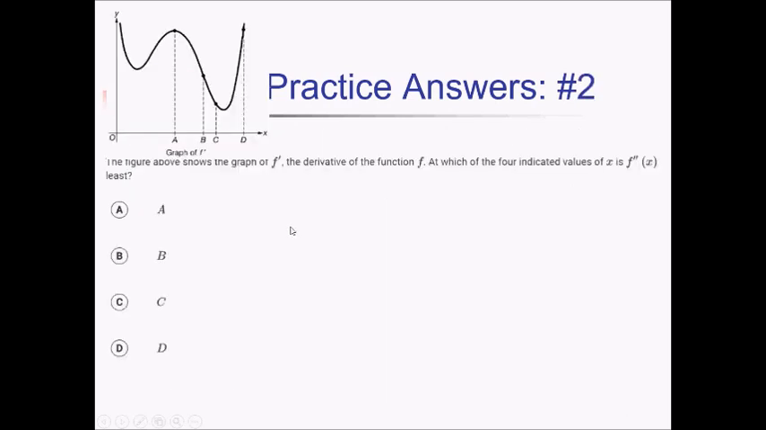On this one, we've got the graph of f prime up here, and we want to know at which of these indicated values on the graph is f double prime the least. So f double prime is the slope of f prime, so we want to find when the slope of f prime is either the least positive or the most negative, whichever we can finagle on this graph.